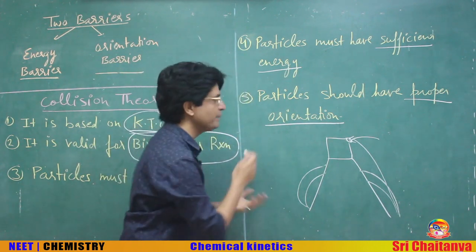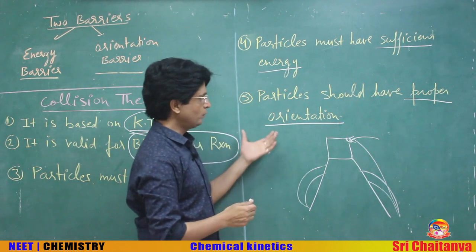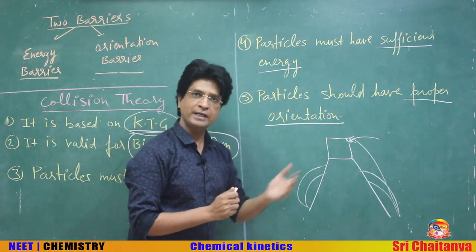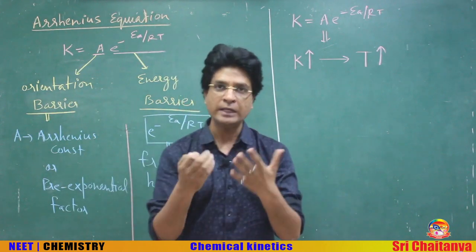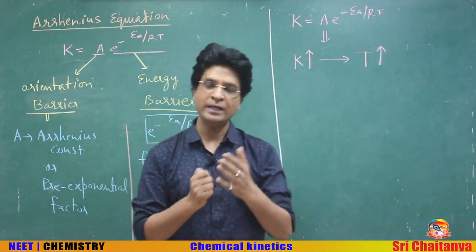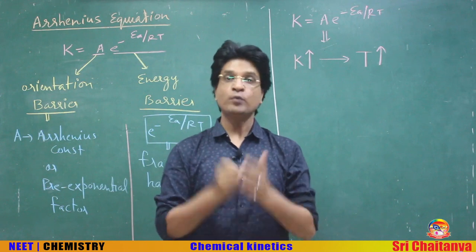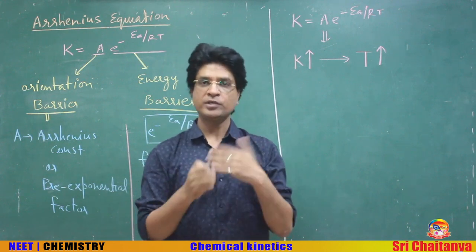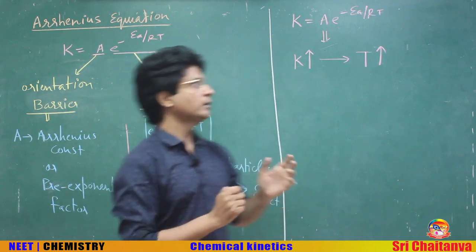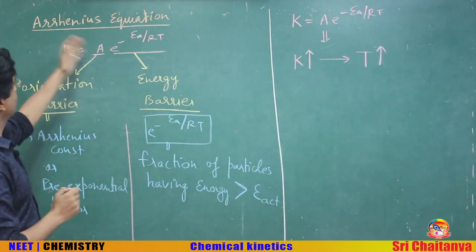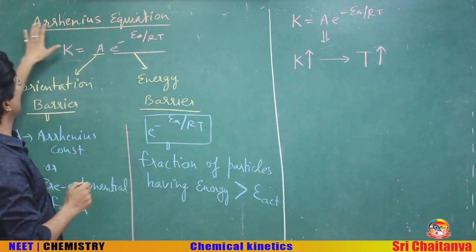Now let us see the mathematical format of that. For that we have to go through the Arrhenius equation. Theory is basically a theoretical discussion of the energy barrier and the orientation barrier. We need a mathematical discussion to handle the questions. So this mathematical aspect of collision theory was given by Arrhenius.